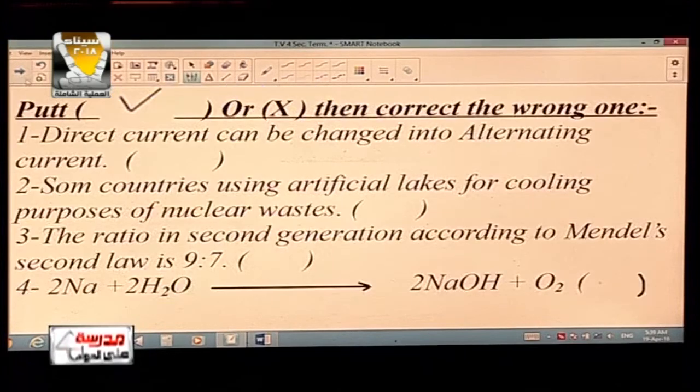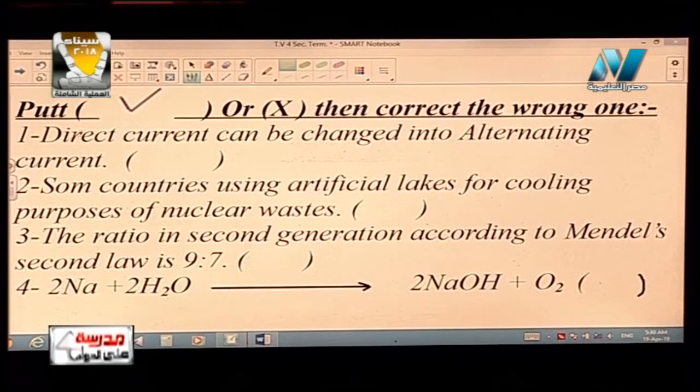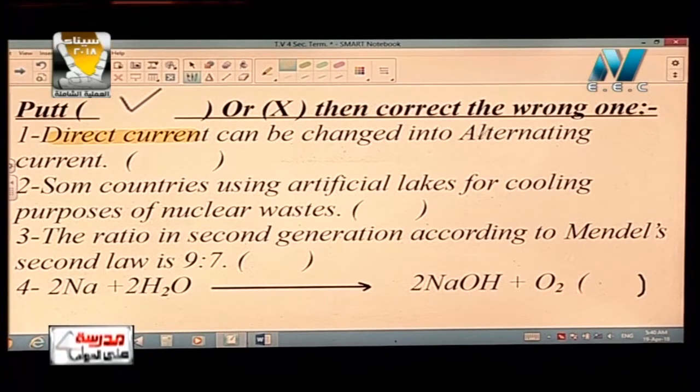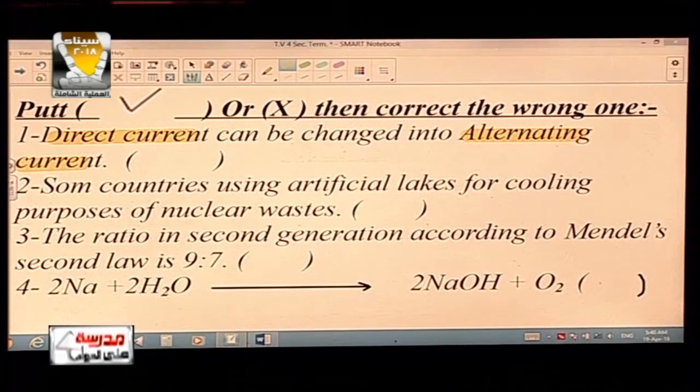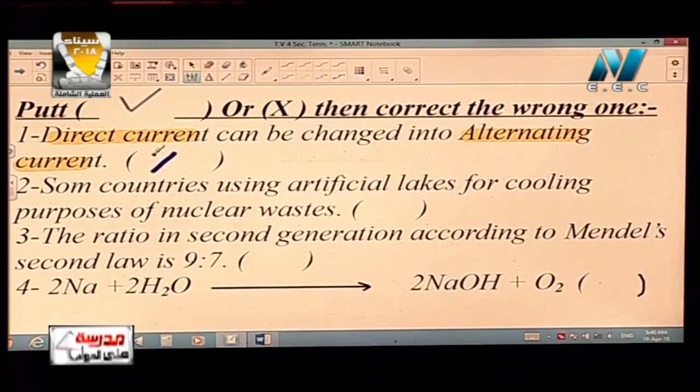Next question here is put right or wrong, then correct the wrong one. We will put right or wrong and then correct the wrong one if it exists. Direct current can be changed into alternating current. It says here direct current DC can be changed into alternating current AC. So is this statement right or wrong? Yes, it is wrong. So I will say here wrong statement.